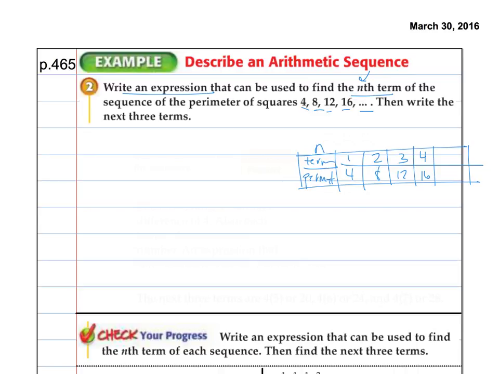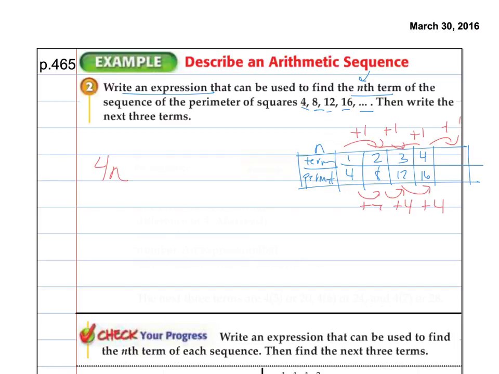So I'm going to look for that change. And what I notice is that for every one term that I increase, I'm going up by 4 in my perimeter, that common difference. So with that common difference, we know that the terms have a common difference of 4, so that means every time the term increases by 1, this will also increase by 4. Well, we know that for every value of n, it's increased by 4.